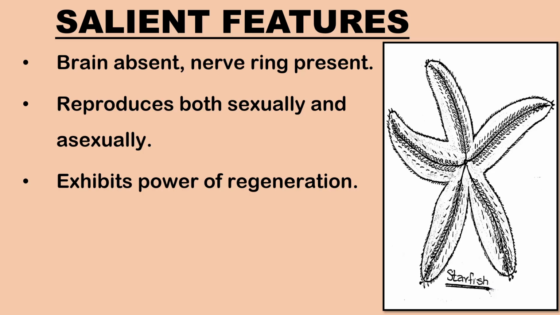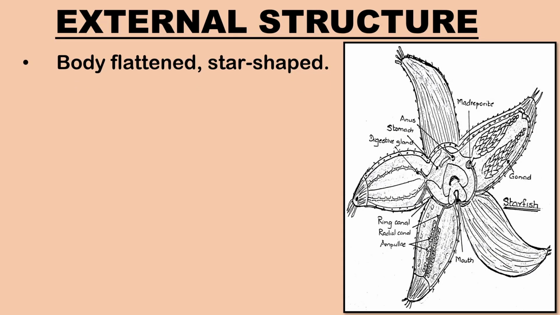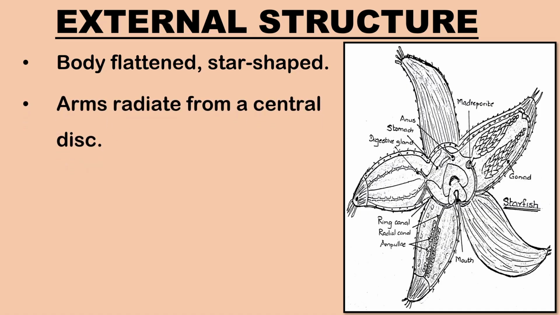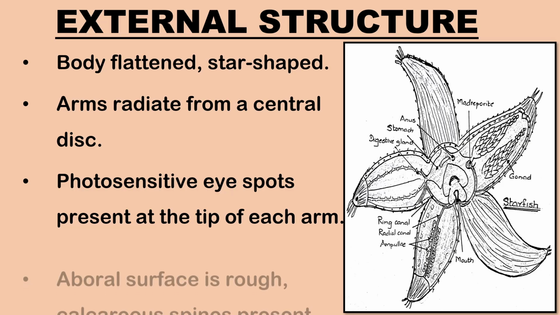Now, we shall learn about the external structure of starfish. The body of a starfish is flattened and star-shaped. It consists of a central disc from which the arms radiate, displaying radial symmetry. At the tip of each arm is a photosensitive eye spot that can detect light and movement.